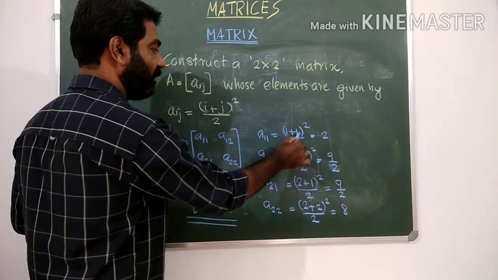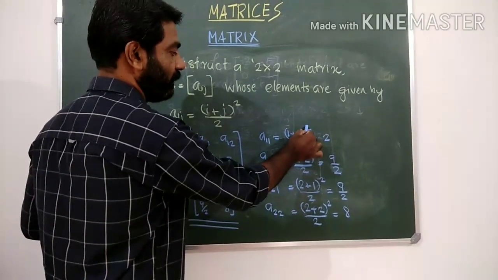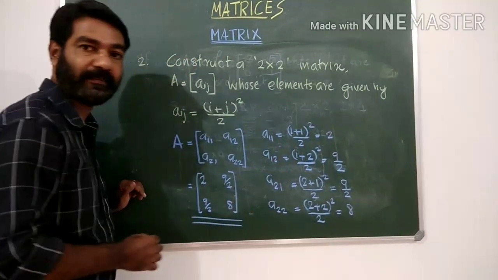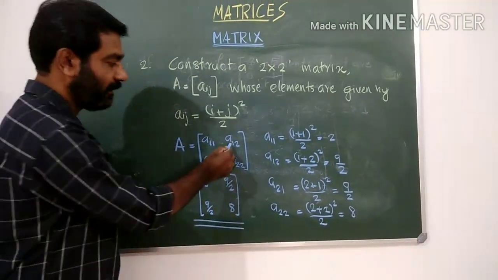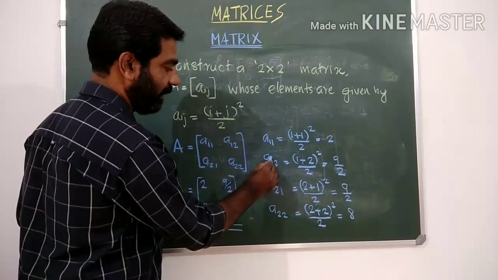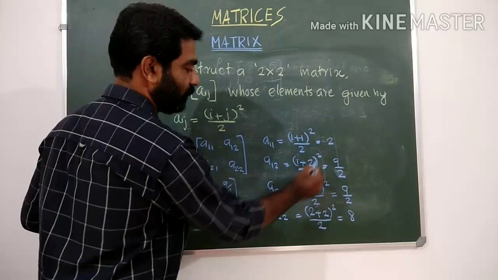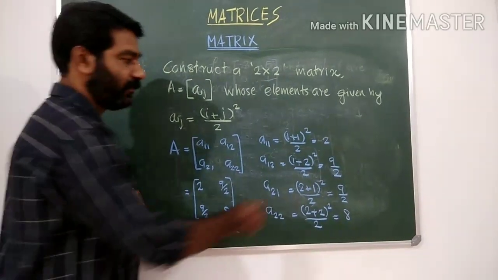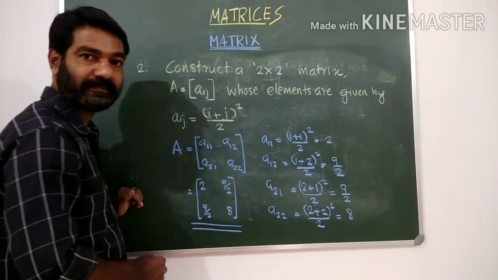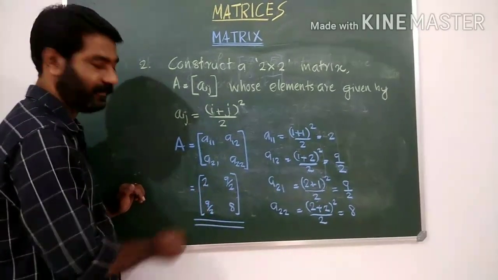So (1 plus 1) whole square by 2. 1 plus 1 is 2, 2 square is 4, 4 by 2 is equal to 2. So the first element is 2. The second element is A12. So A12 is equal to, here i is equal to 1 and j is equal to 2. So (1 plus 2) the whole square by 2. So it is equal to 9 by 2.